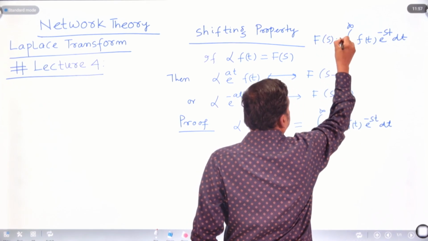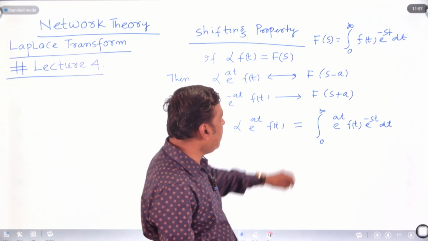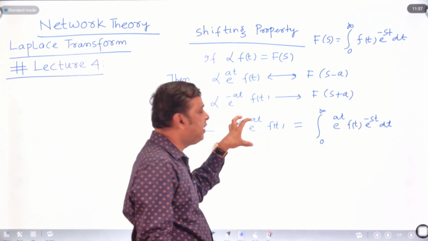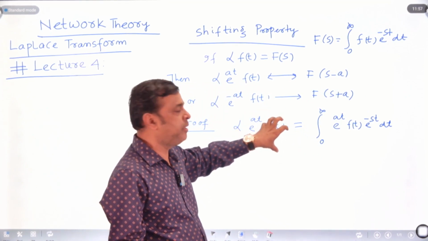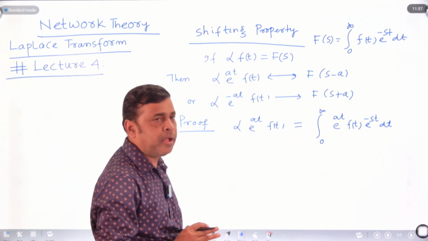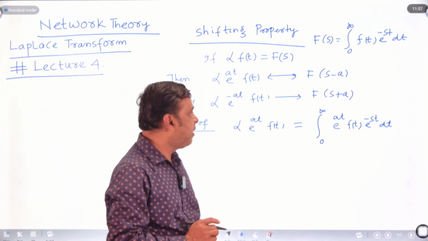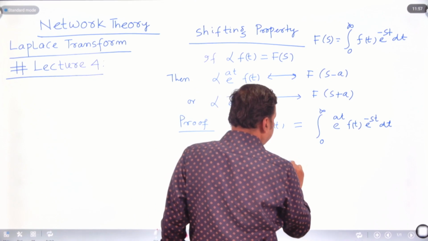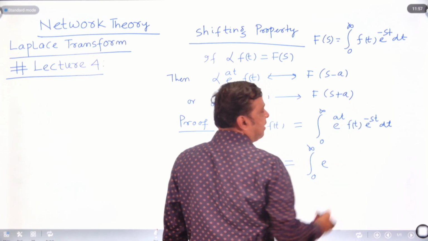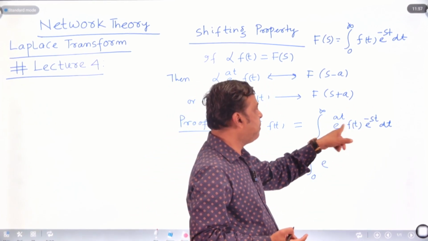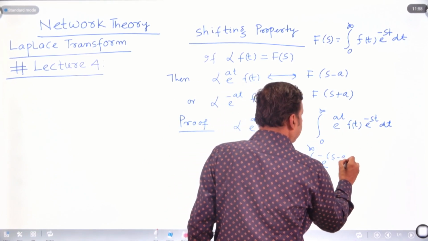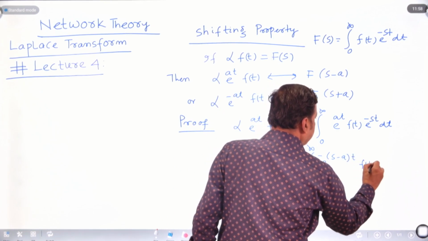F of s is nothing but the Laplace transform of f of t. Similarly, to find the Laplace transform of e to the power at f of t, we use the same standard formula with e to the power at f of t into e to the power minus st dt. Then we get the integral from 0 to infinity of e to the power at into e to the power minus st. With the same base, the powers add, that is e to the power minus s minus a into t, into f of t dt.